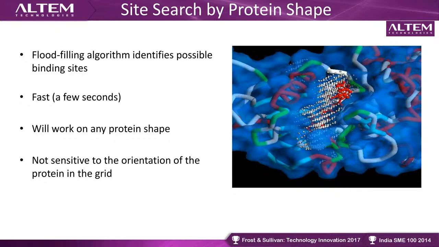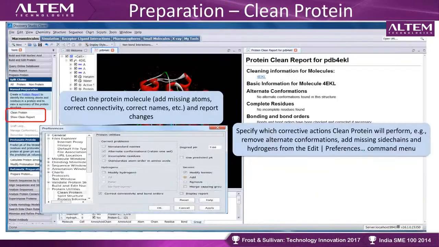These flood filling algorithms identify the possible binding sites in your protein structure, and they are fast and good enough for the identification of binding sites. You can utilize any kind of protein shape, so there is no restriction about the orientation of the protein structure while keeping it in the grid. Once you are done with your proteins, we have another tool called Clean Protein. For example, if any functionality, bonds or amino acids are missing, or anything is false after all those steps, you can go and clean your protein with the help of these tools here in Discovery Studio.